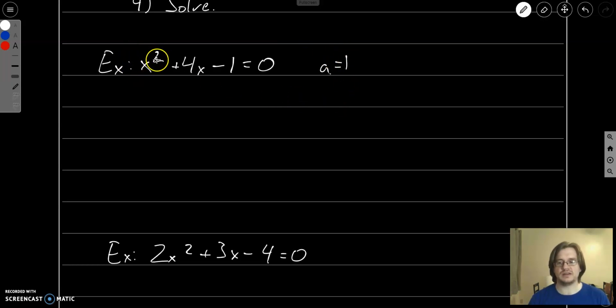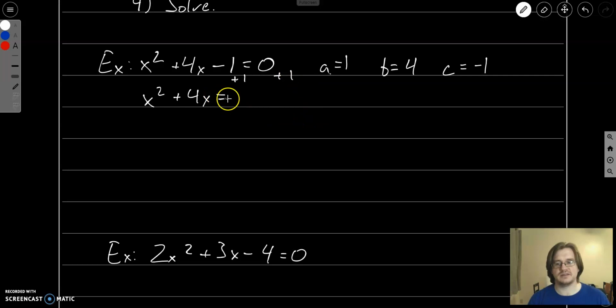This is just 1 times x squared, which is nice because I don't have anything multiplying that x squared, so I don't have to worry about anything. B is 4, and C is going to be negative 1. So we already have a 1 times the x squared, so we don't have to do anything like that. Next, in order to complete the square, I've got to have something that looks like x squared plus something times x. Well, I already do. However, I have this negative 1 on this side, so I need to get rid of that by adding 1 to both sides.